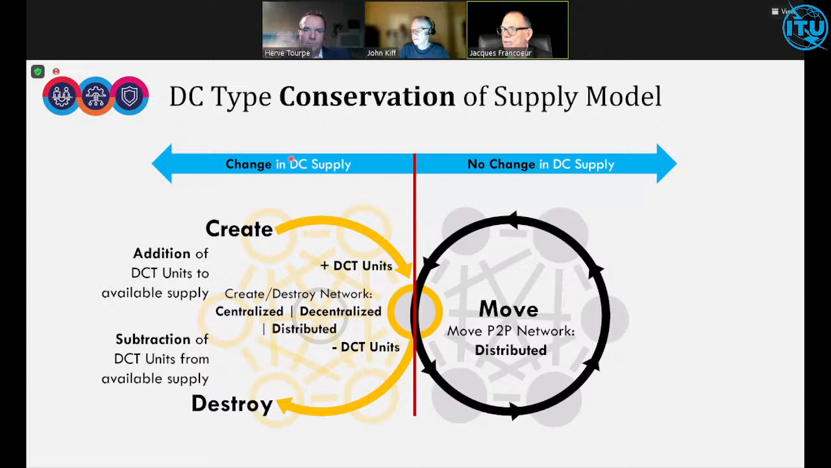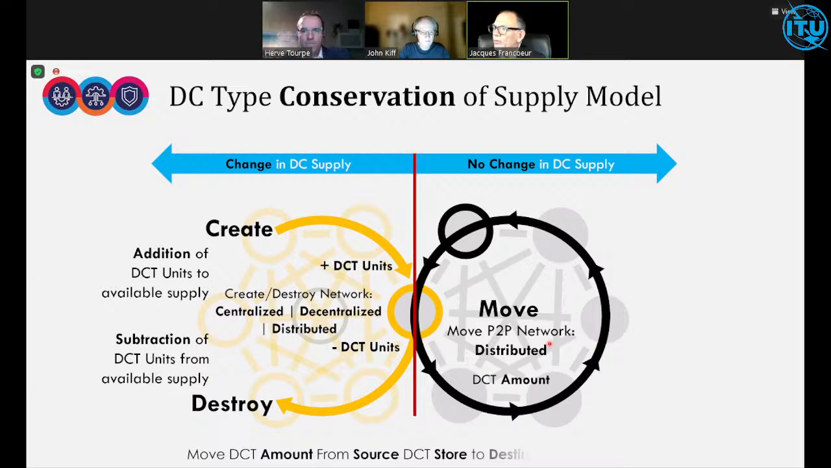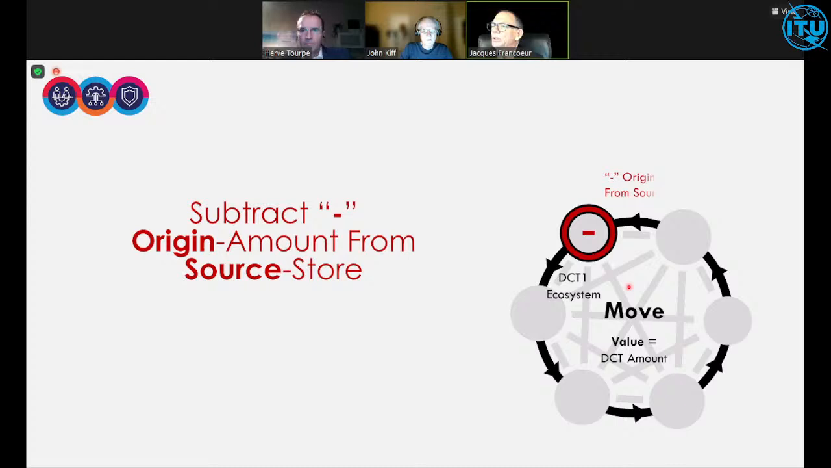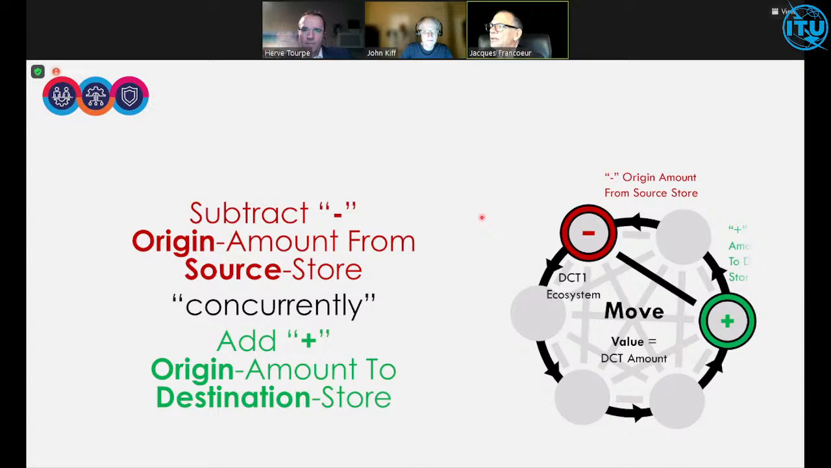And then once you create or destroy currency, then you're on this wheel of don't change the amount of digital currency in circulation, but you're just moving it around. So take DCT amount from my source store and put it in a destination store. So this is the conservation of currency supply model, where you can change it here, where you can't. So all transactions occur in a pure peer-to-peer network, and that can be said of all digital currencies, but they all involve simply removing and adding amounts. So here's the visual representation of that. So we discovered that there's an atomic swap in the universe that is simply remove an amount from a source store, put that amount in a destination store under this condition.